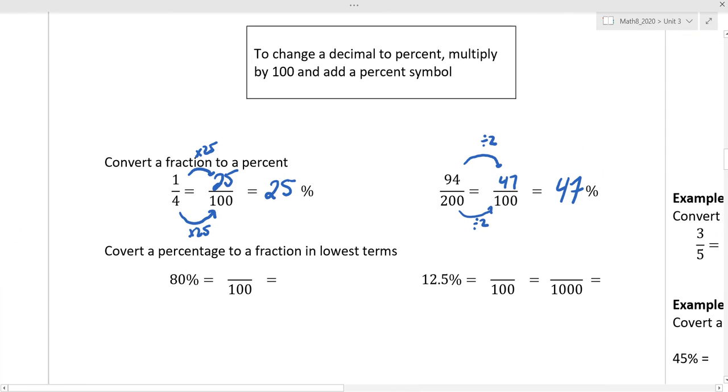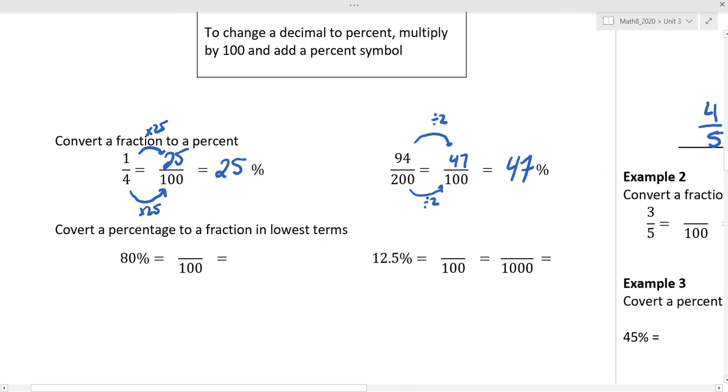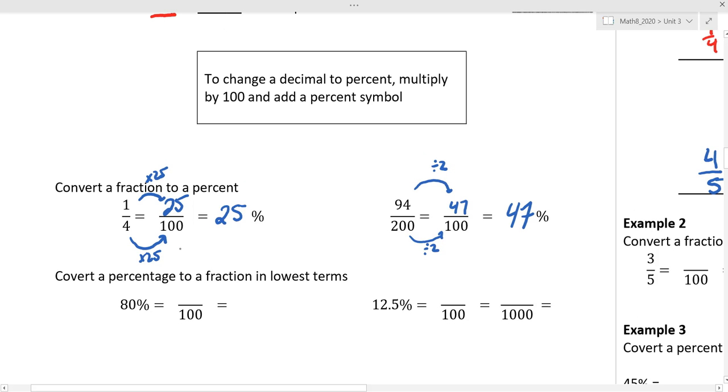Now sometimes, as with all fractions, you want to reduce it to lowest terms. So it's connecting the stuff that we did last day. If you have 80%, what is that as a fraction? 8 over 10, or 80 over 100, right? Then we go to lowest terms.